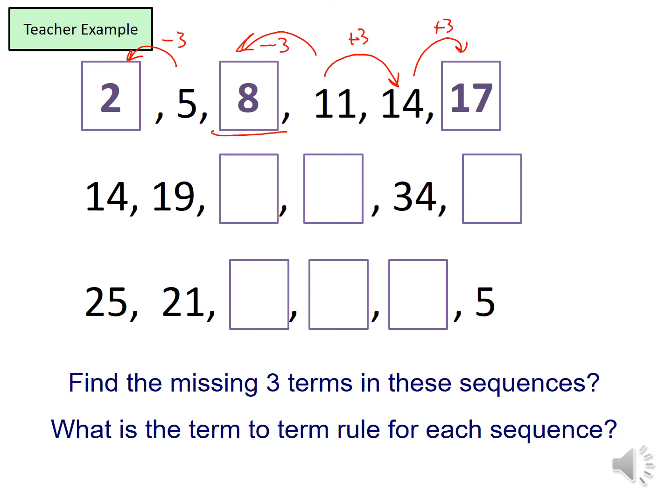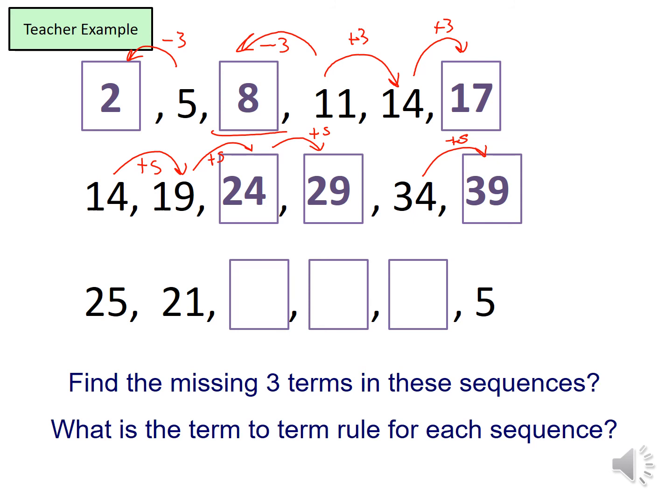Let's have a look at the next set of numbers. It says 14, 19, and then 2 blank missing numbers, 34 and another blank. So how do we do it? Let's look at the term-to-term rule. The difference between 14 and 19 is plus 5. So we need to add 5 to the next term and add 5 again to the next term and add 5 again to the next term. Okay, and your answers would therefore be 24 and 29 and 39.